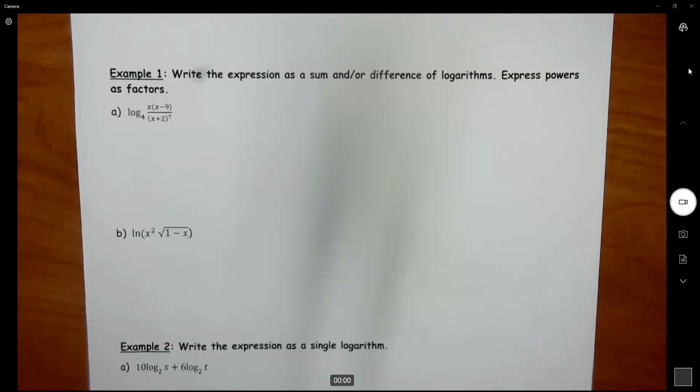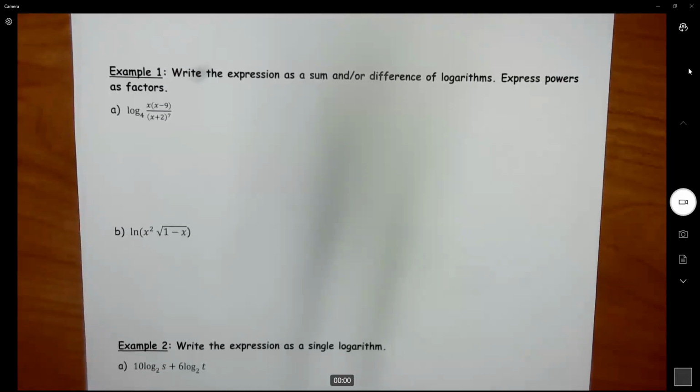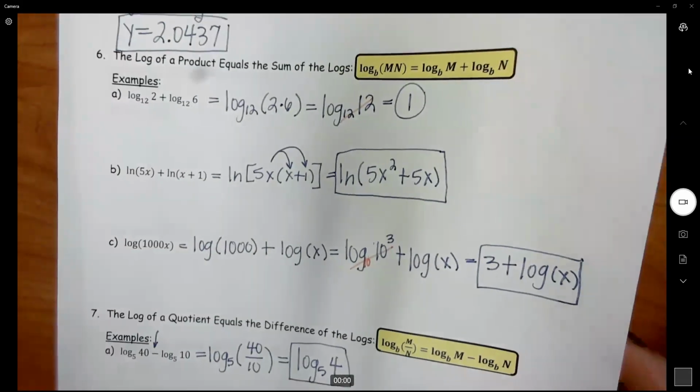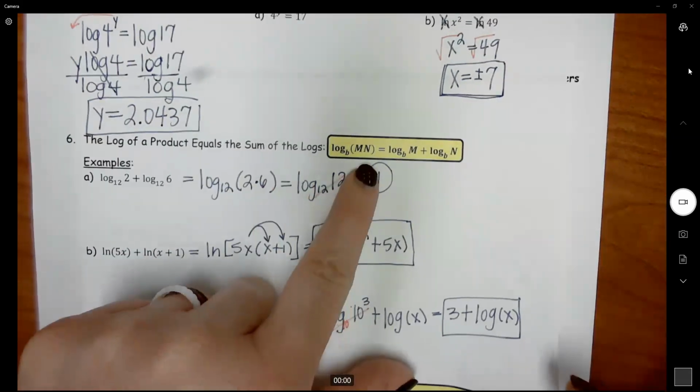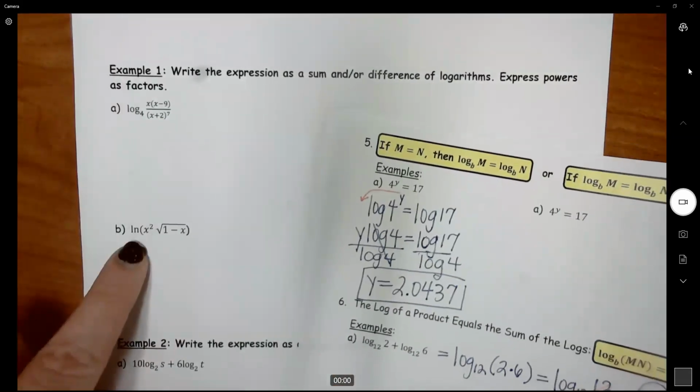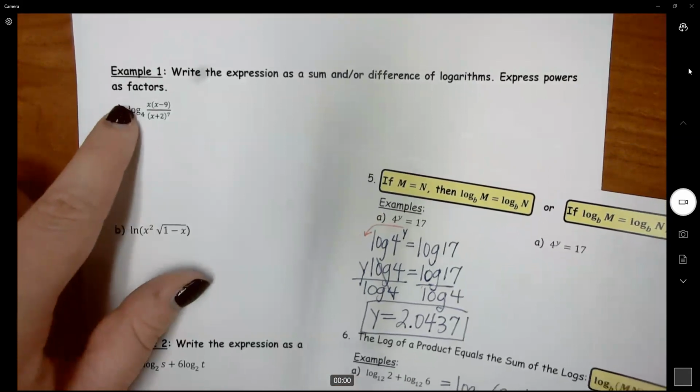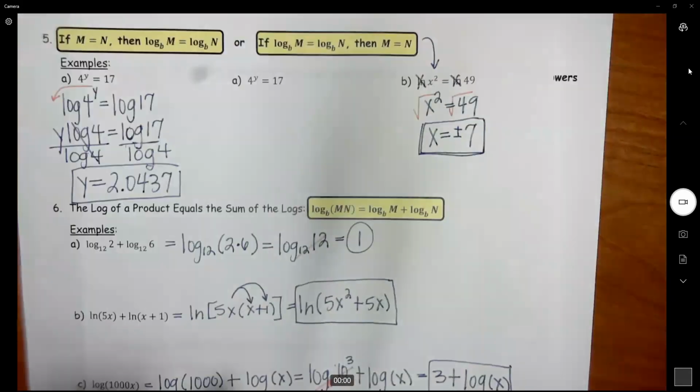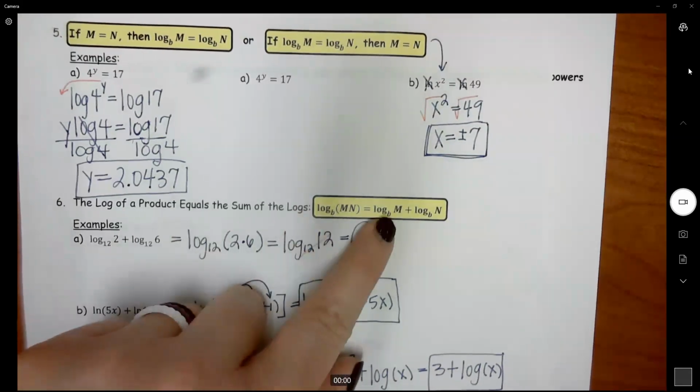All right, so now finally, example one: write the expressions as a sum and or difference of logs, express powers as factors. So example one has to do with our last three properties that we just went over. It has to do with this. So notice these are all one log, right? You've got natural log, you've got log base 4, so it's one log. I need to take these one logs and I need to expand it out.